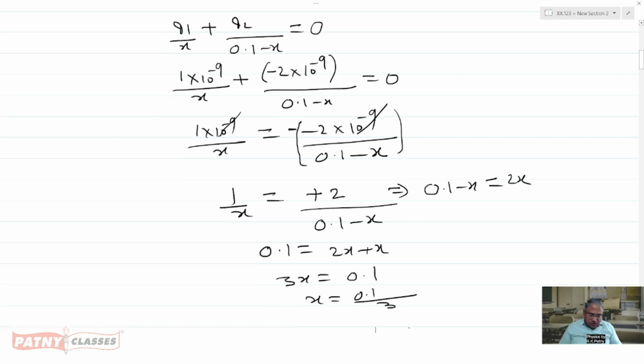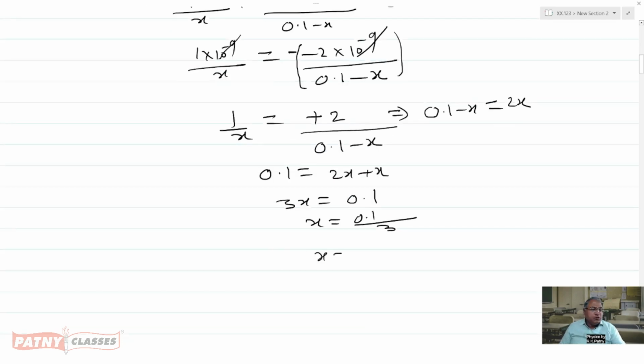So x equals 0.033 meters. This is the required solution.